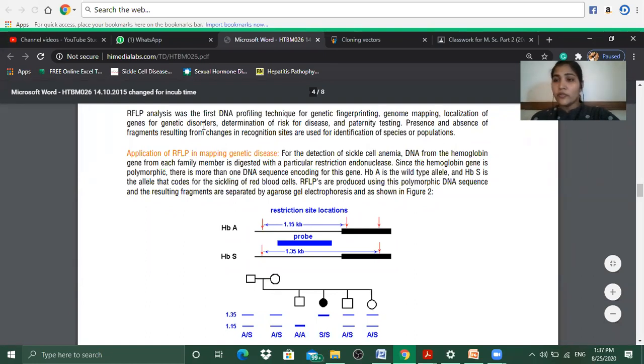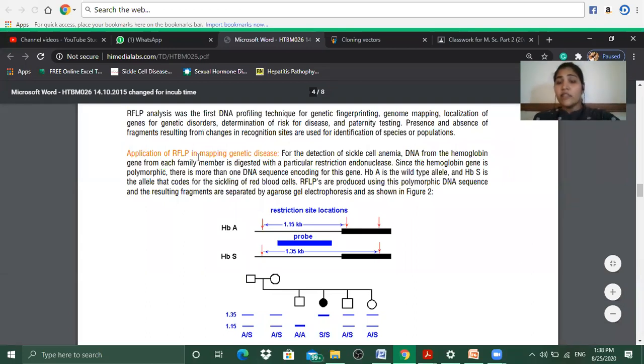I have explained the forensic application before also. You can get some sample from the crime site, and then you can analyze the DNA. You can do the DNA fingerprinting for the crime site sample DNA and suspect DNA, and accordingly you can find out whether the person we are suspecting was really present at the crime site or not, or is the one to be blamed for any crime that has happened, right? So there are many applications of RFLP in forensic science also.